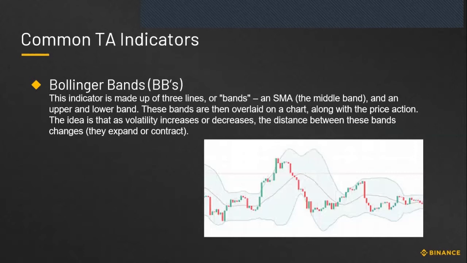Okay, let's be done with this theory. Then I will show you when we start trading. So you can see an upper and the lower. We have the middle, the upper and the lower band. These are the bands being overlaid on the chart, along with the price action as well. So the idea is that as volatility increases or decreases, the distance between these bands changes. Okay, they expand or contract.